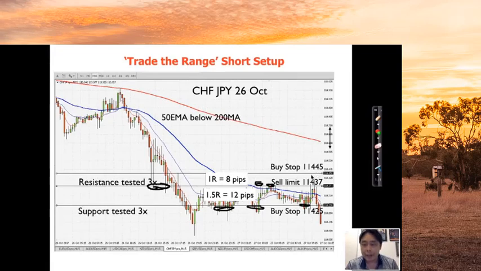Now I can see in this case, my stop loss was not above the 200 moving average. It was below the 200 moving average. So it is still a valid trade. It's just not as highly probable, but I would still take that trade, right? So I still take that trade.